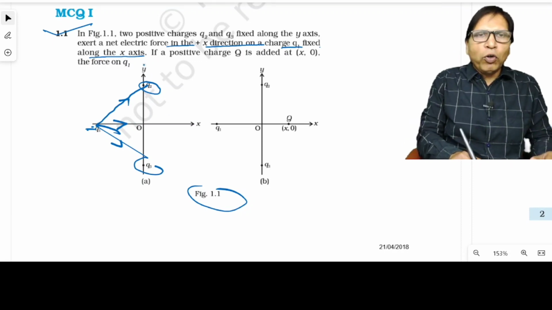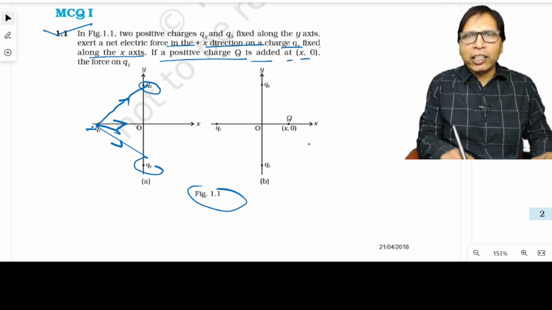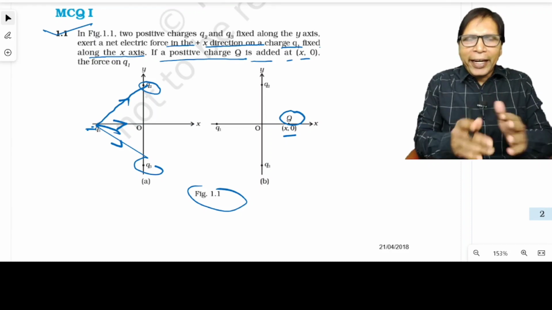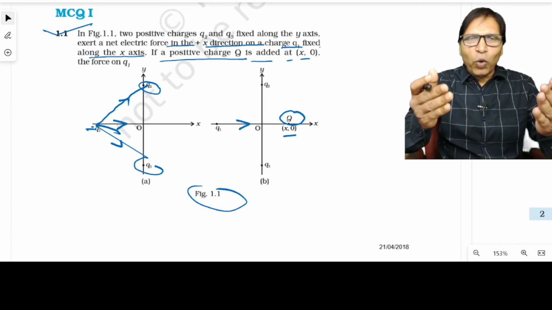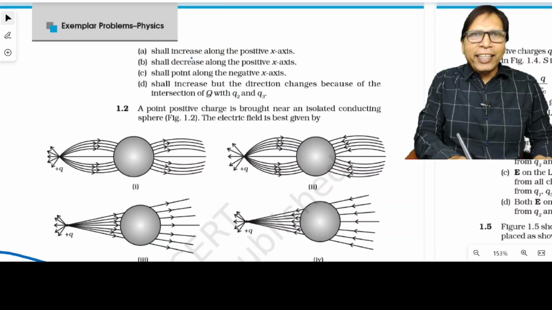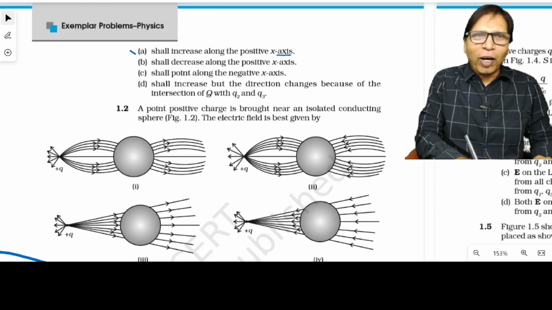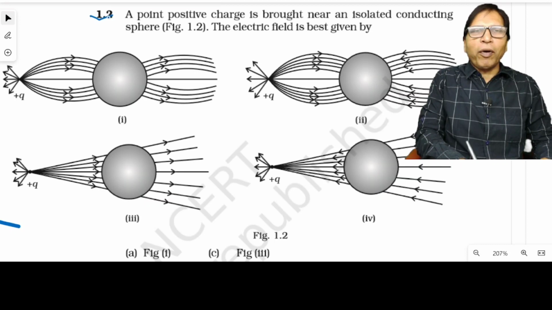Okay, now look at this. If a positive charge Q is added at x equals to 0, look at this, a positive charge added here. If a positive charge is added here, it attracts the charge with more force towards this direction. Okay, now what are the options? Look at this. It shall increase along the positive direction of x-axis. Okay, this option is correct.